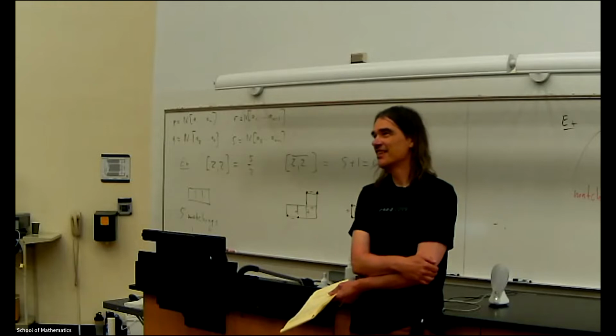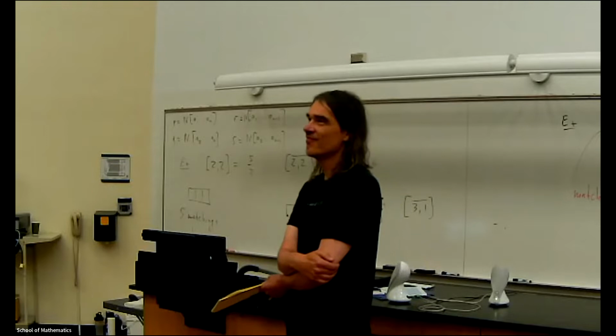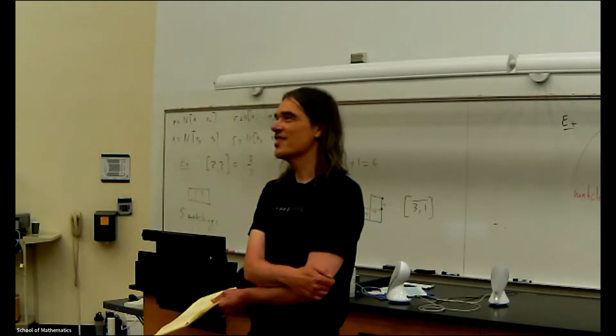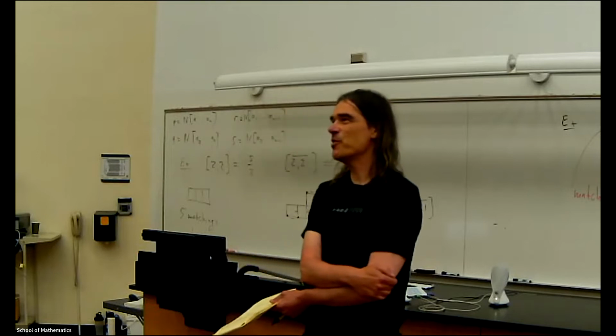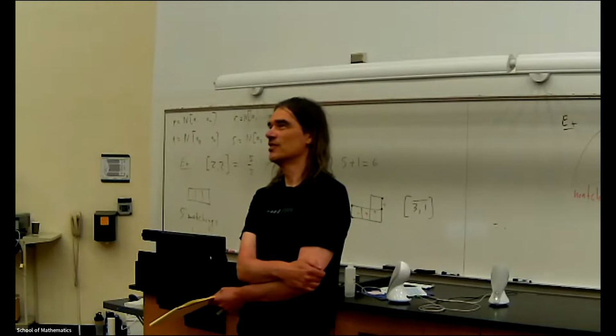Then these matches are like domino tiles, and these pluses and minuses. So the question was, is there a deeper connection to skew Young diagrams? And the answer is, I don't know.